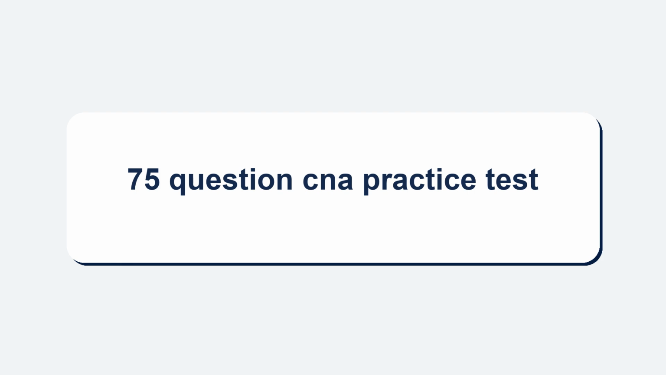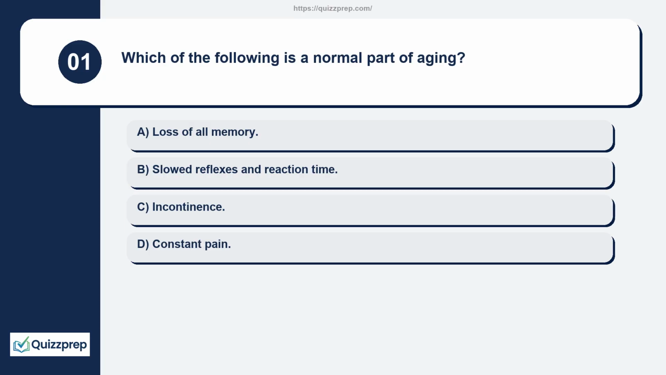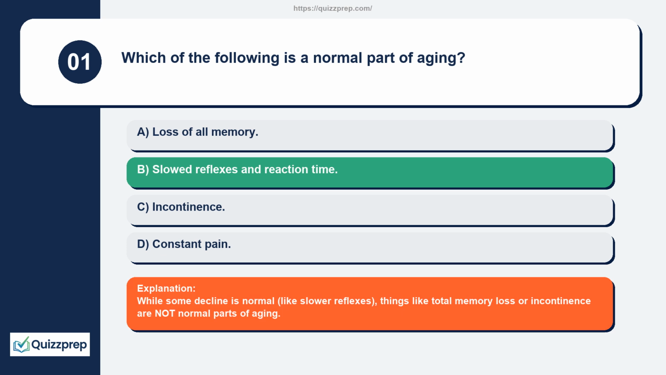75-question CNA practice test. Question 1. Which of the following is a normal part of aging? Loss of all memory, slowed reflexes and reaction time, incontinence, constant pain. While some decline is normal, like slower reflexes, things like total memory loss or incontinence are not normal parts of aging.